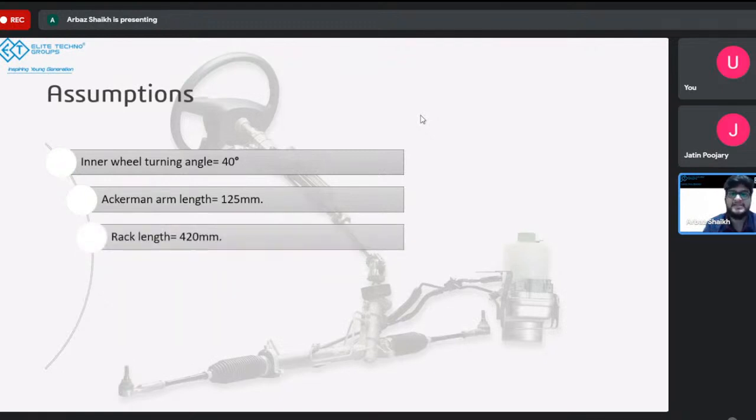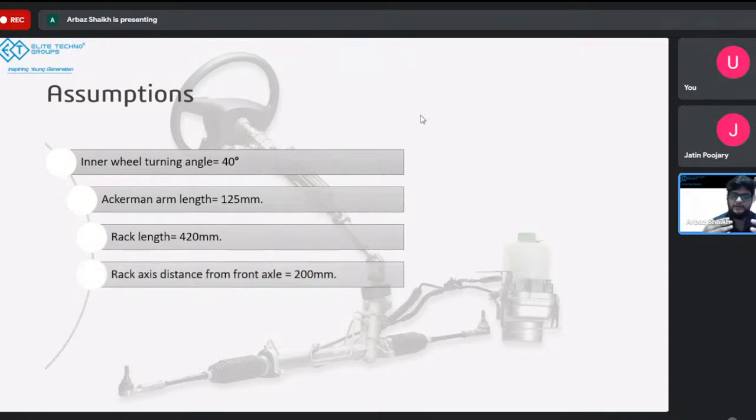The rack length, which is the outer limit inside which the rack will be placed, is 420 mm. Again, I'll tell you why this assumption is made when we go for the rack calculation. Next, the rack axis distance from the front axle. Whenever we make an Ackerman geometry and rack and pinion mechanism, the rack is placed behind the front axle, behind the imaginary center line that passes through the center of the front two wheels. So the distance between the front axle and the rack center will be 200 mm.